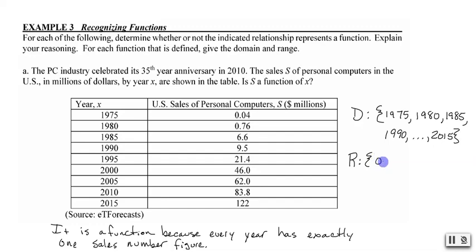So range is going to be 0.04, 0.76, 6.6, 9.5, 21.4, 46.0, 62.0, 83.8, 122, and that's it. And that's your range.